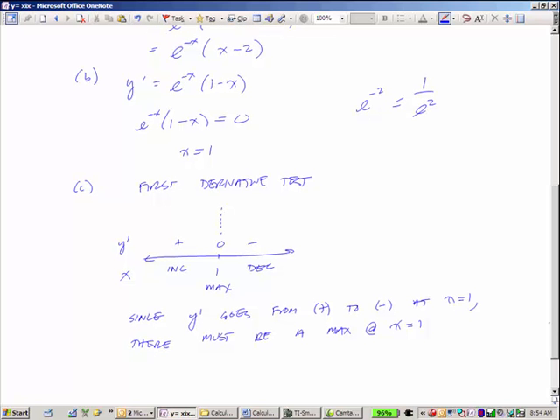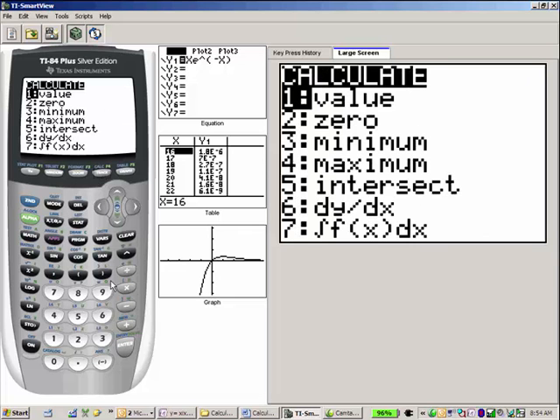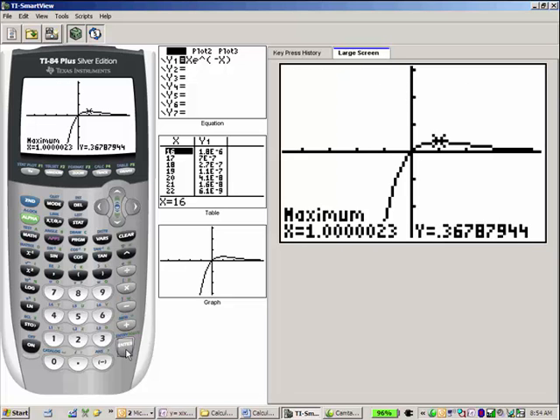Good place to stop and ask a question. Is that all right? What you're probably going to do is go back to your calculator and check if that's right. Let's do second calc, let's do max, and let's ask our calculator for a maximum between 0 and 2. Let's guess, it doesn't matter where. Look, the calculator tells me there's a maximum at 1.00000023.